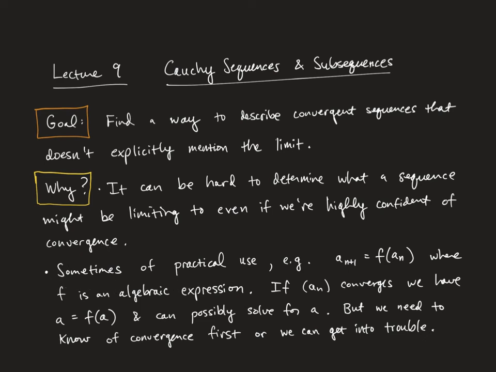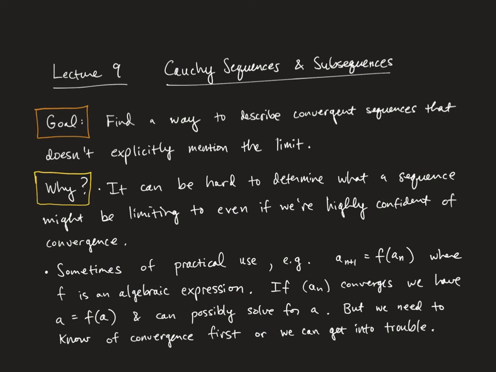So for example, and there are examples like this on the homework 4 that you're working on, so you'll see this in action. If you have a recursively defined sequence like this, so let's say you're given some initial A1, and then you have this recursion relation which tells you how to get A2 from A1 and how to get A3 from A2, etc., where this F is an algebraic expression, using plus and times and division and subtraction, things like that.